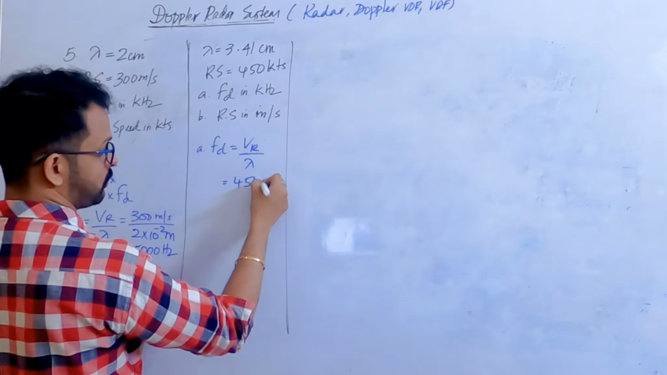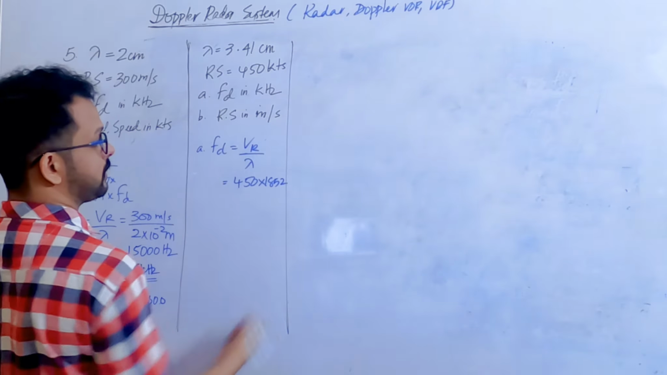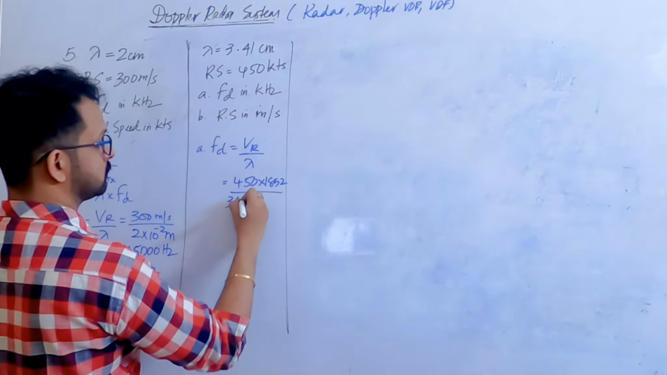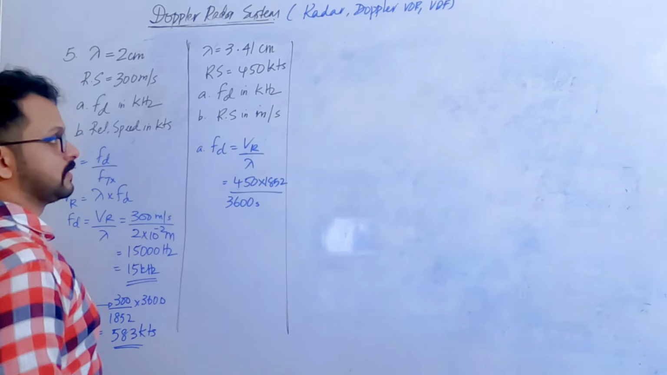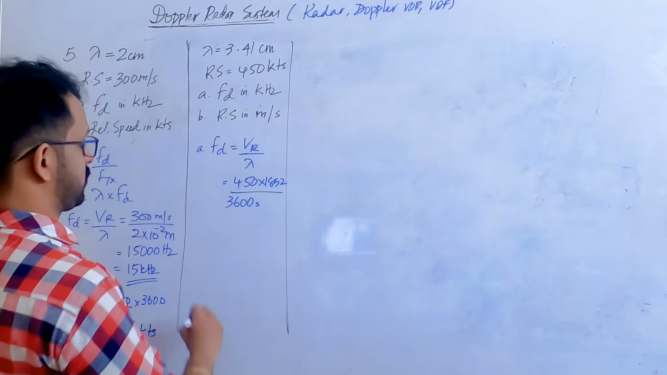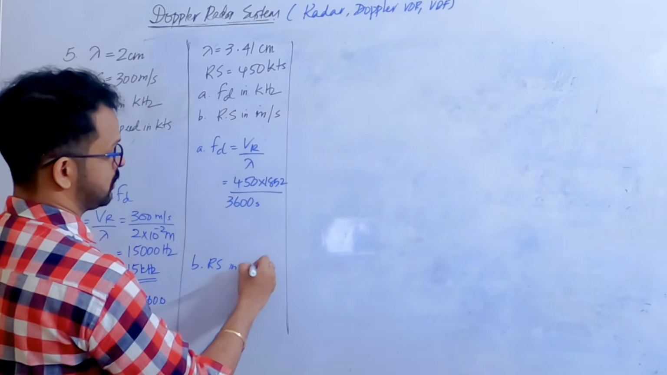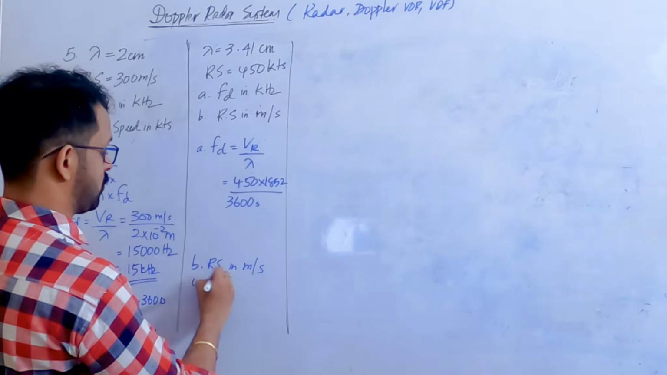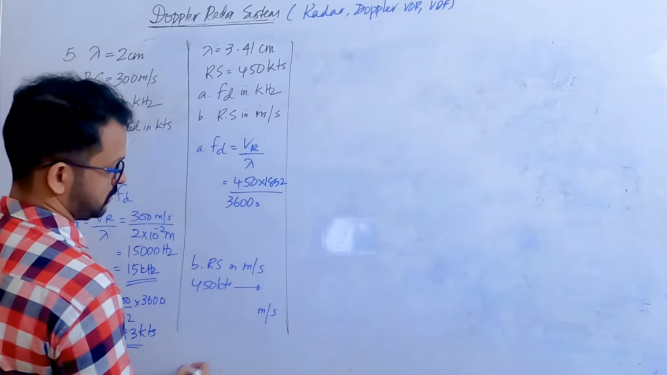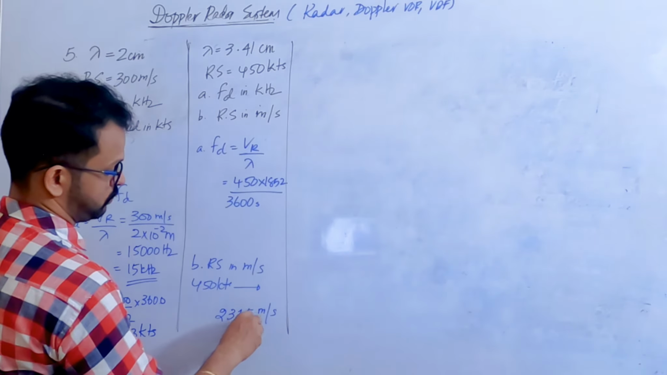So first when you convert to meters per second, 1 nautical mile is 1852 meters, right? And it's meters per hour, divided by 3600, so this is in seconds, right? This is 231.5. Alright, so that is the second part of it. This is asking you to find out relative speed in meters per second. So you're converting 450 knots to meters per second. How much is it? 231.5 meters per second.